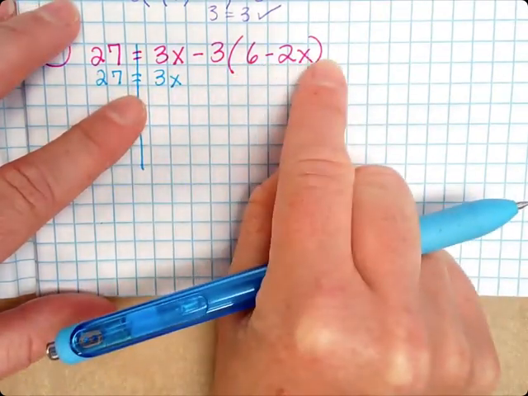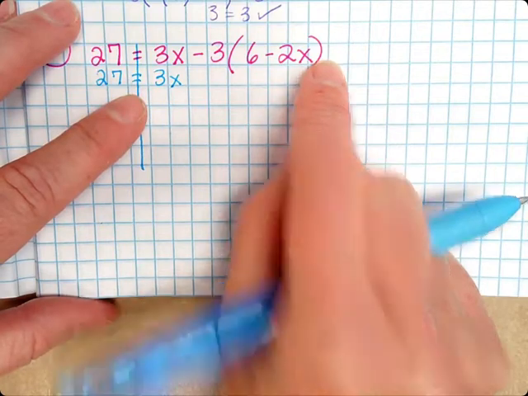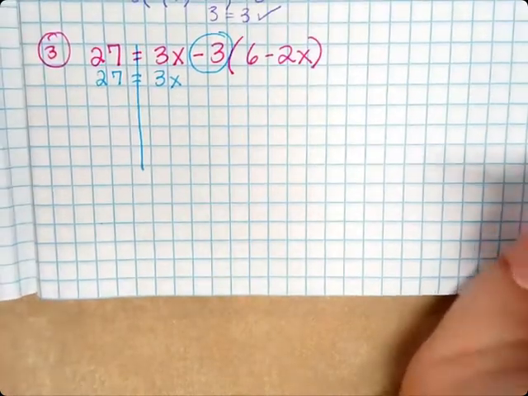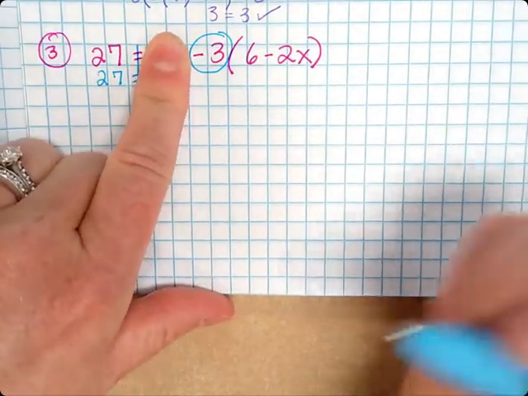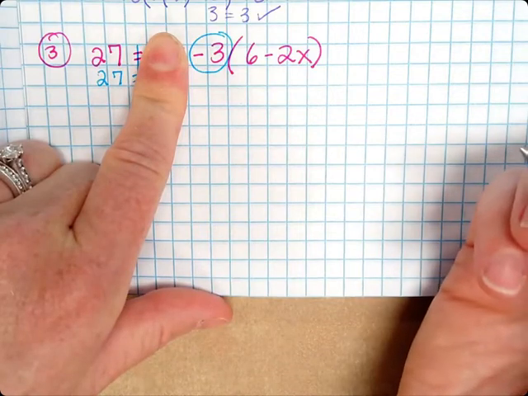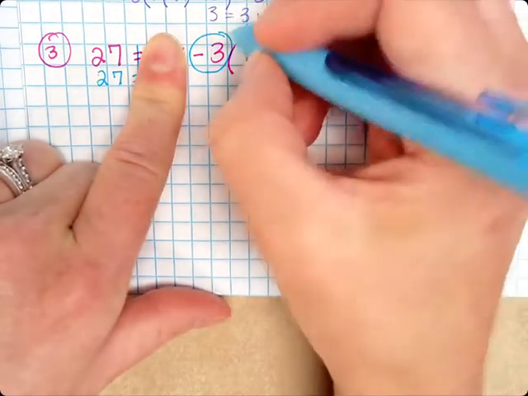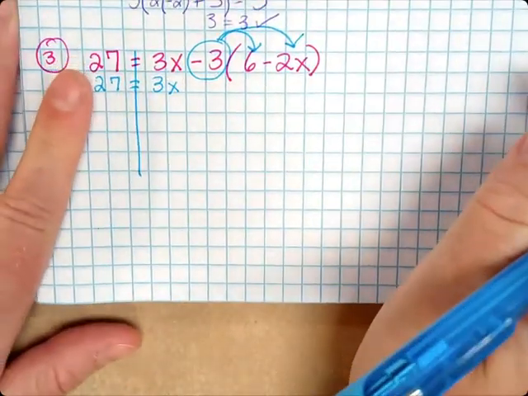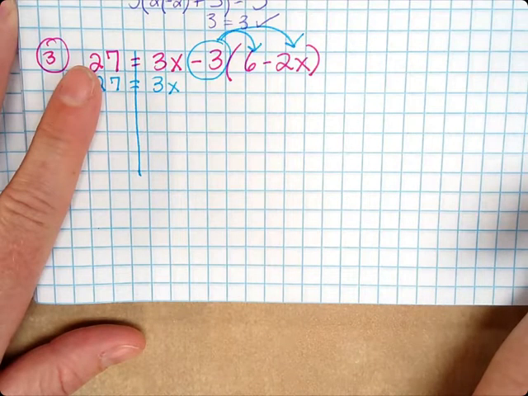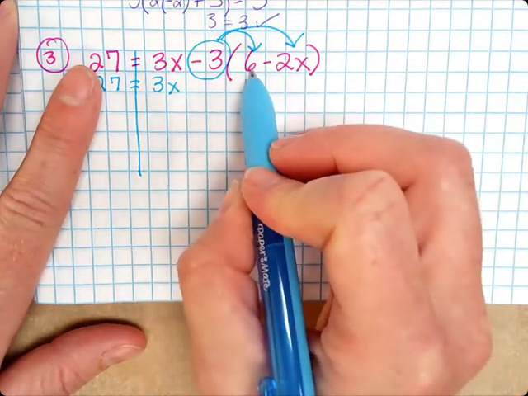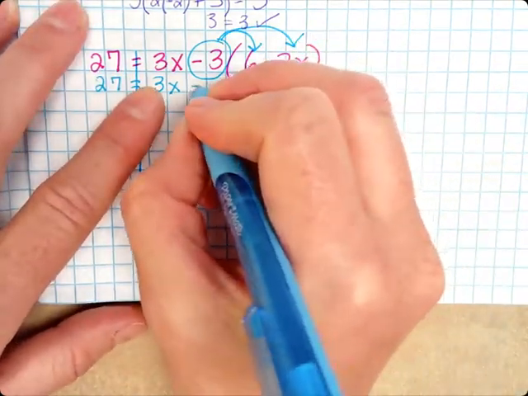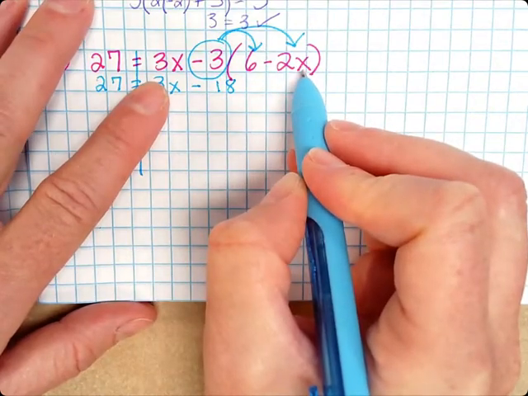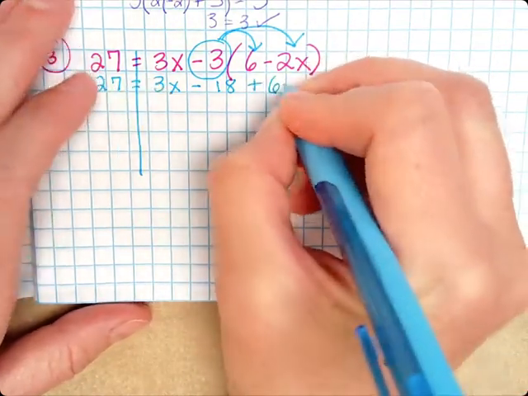So now I need to distribute. But what am I distributing? Negative 3. A lot of people forget that negative because they're like, no, it's a minus 3. Well, if I ignore what's in front of it, that's a negative 3. And you can't multiply and then minus. So negative 3 times 6, negative 18. Negative 3 times a negative 2x, positive 6x.